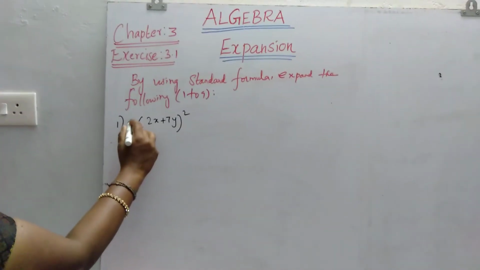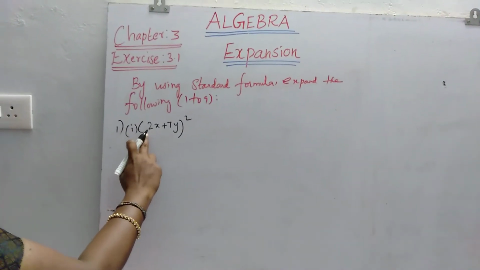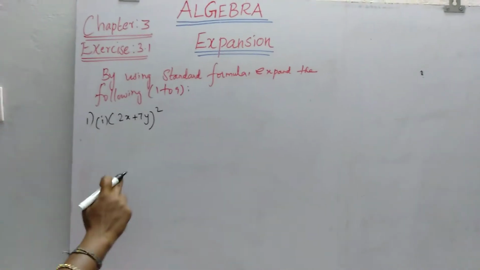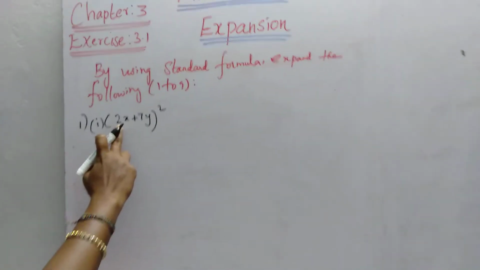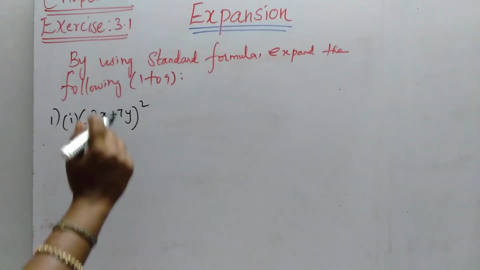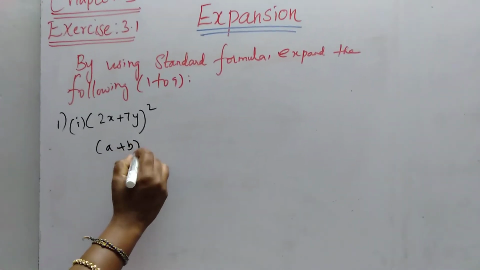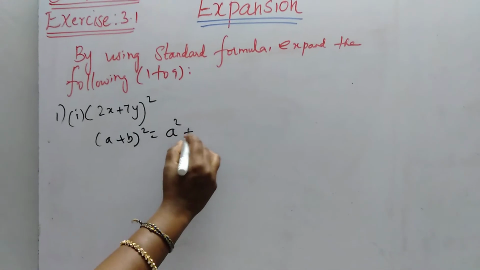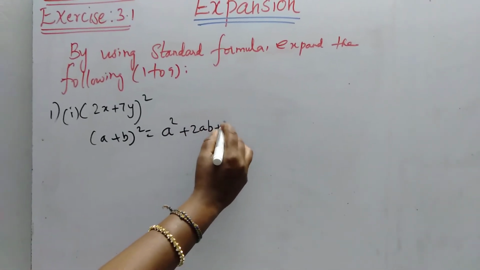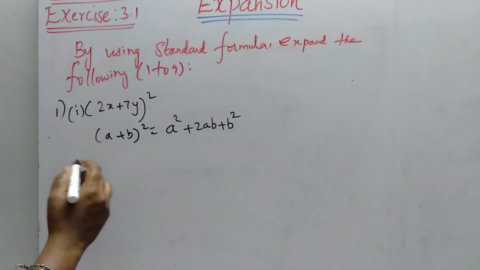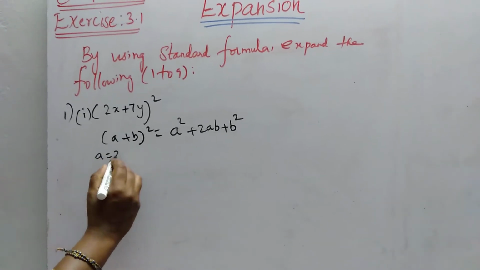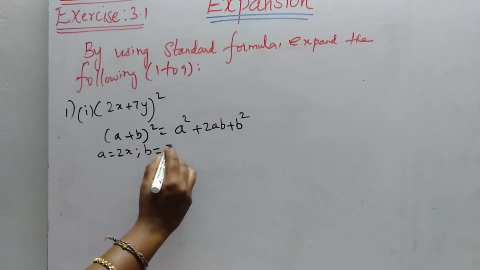Question number 1, first subdivision. We want to expand this using a standard formula. The question is (2x + 7y) the whole square. It is in the form (a + b) the whole square. The expansion of (a + b) the whole square is a square plus 2ab plus b square. Here, what is a? a is 2x and b is 7y.